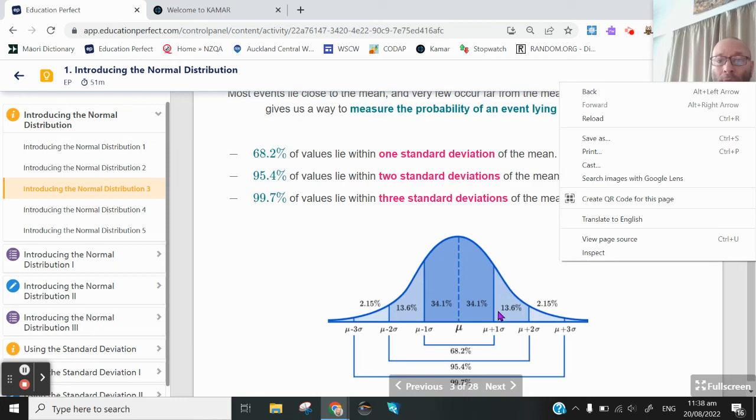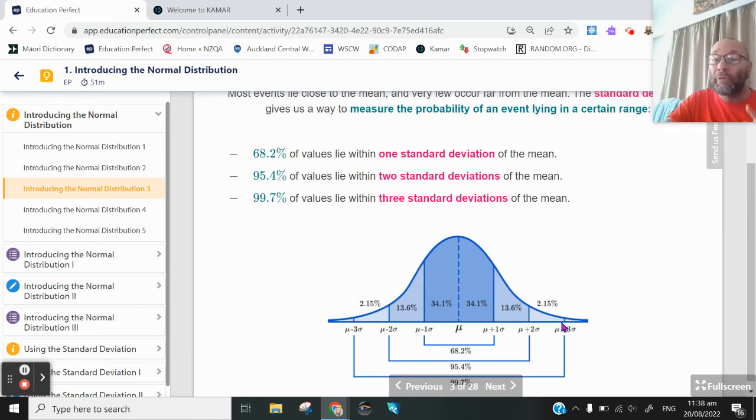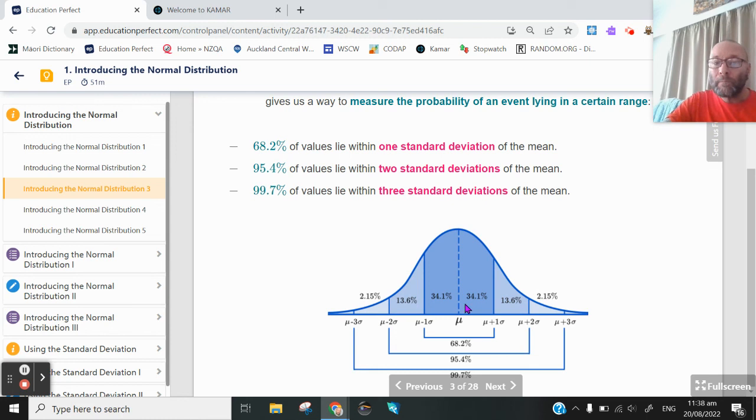And there are 1, 2, 3 standard deviations on the right side of the mean. And we can see here the mean mu minus 1 standard deviation. Here is mu minus 2 standard deviations, and mu minus 3 standard deviations. So within 1 standard deviation below and above the mean, 34.1 times 2 is 68.2.